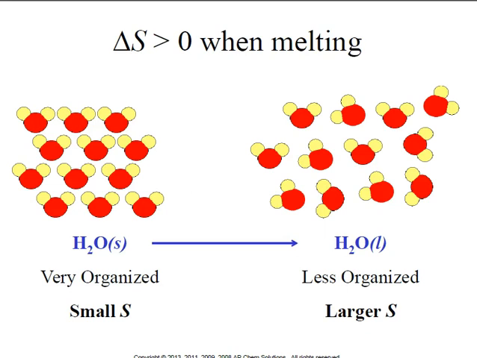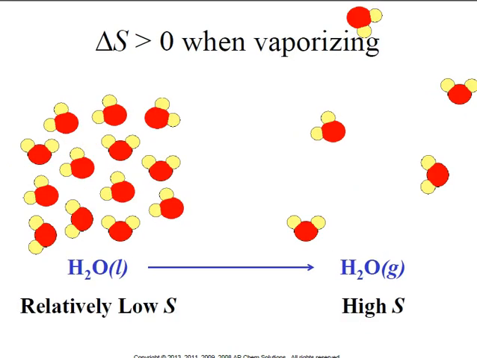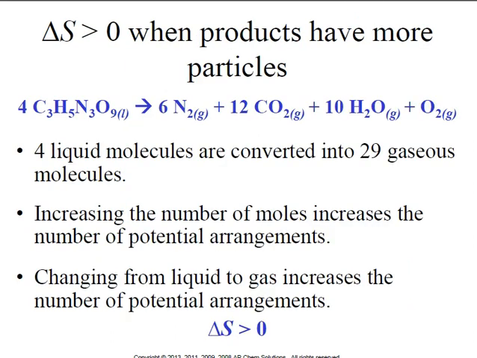So here's some pictures kind of describing those processes that we just spoke about. Here's melting, solid, very organized, liquid, less organized. So we increase our S value. So our change in S is positive. Vaporizing, we have liquid with some order, gas, almost no order, so huge change in disorder, or S.